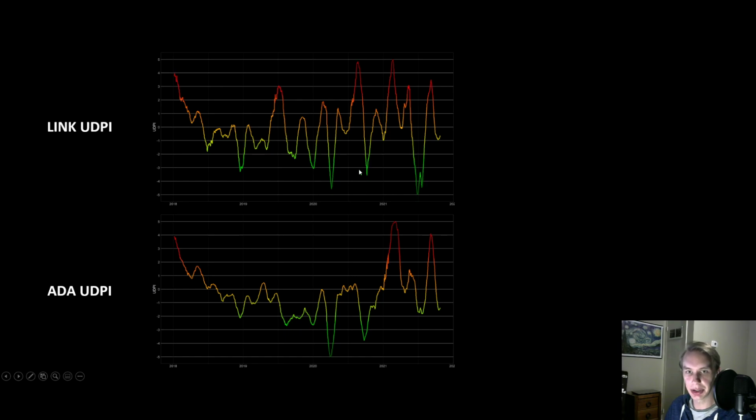So an interesting comparison to draw is between what Link was doing during that time, between the COVID crash up into August, and what came after that, and then to look at Cardano, ADA, and what ADA was doing. So ADA is another pretty popular crypto asset.